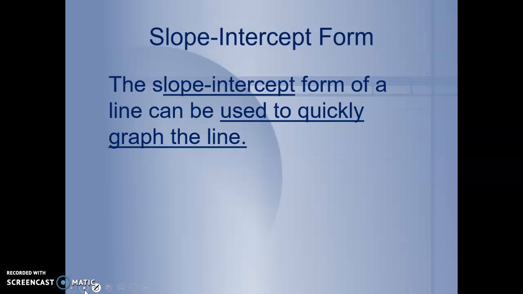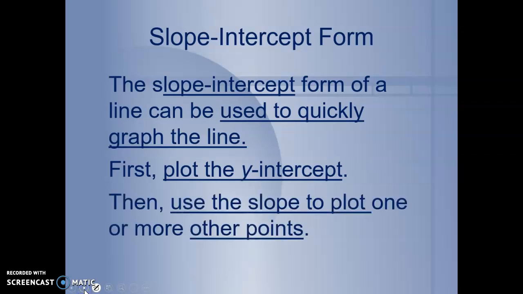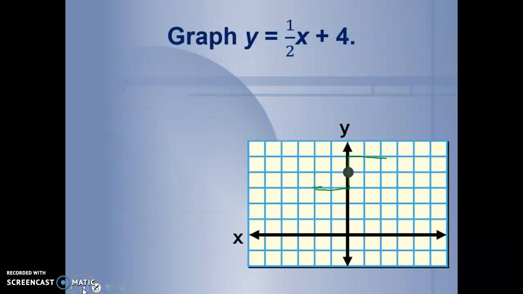The slope-intercept form of a line can be used to quickly graph the line. First, by plotting the y-intercept. Then we use our slope to plot one or more other points by counting up or down and left or right to plot other points. We then connect our dots.